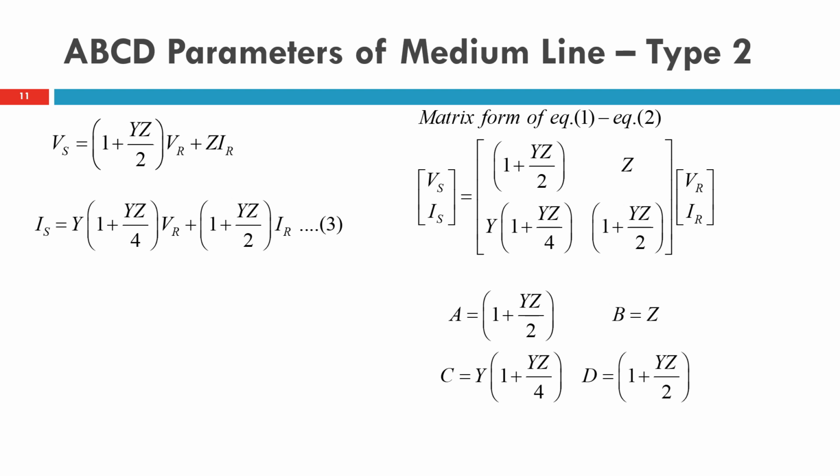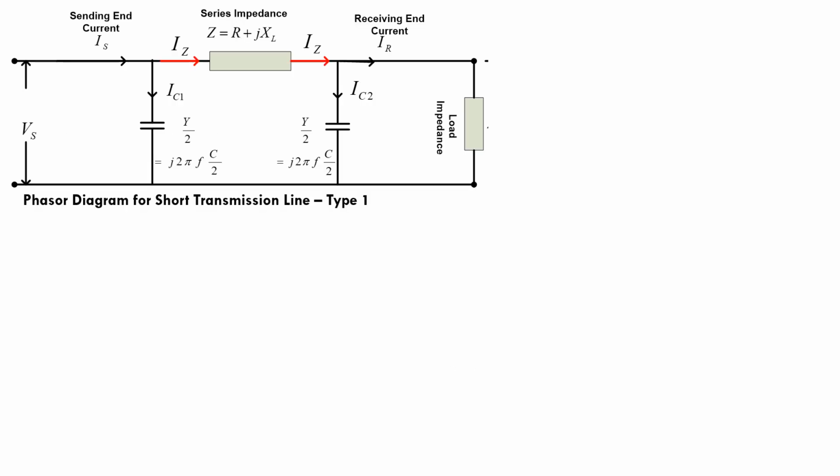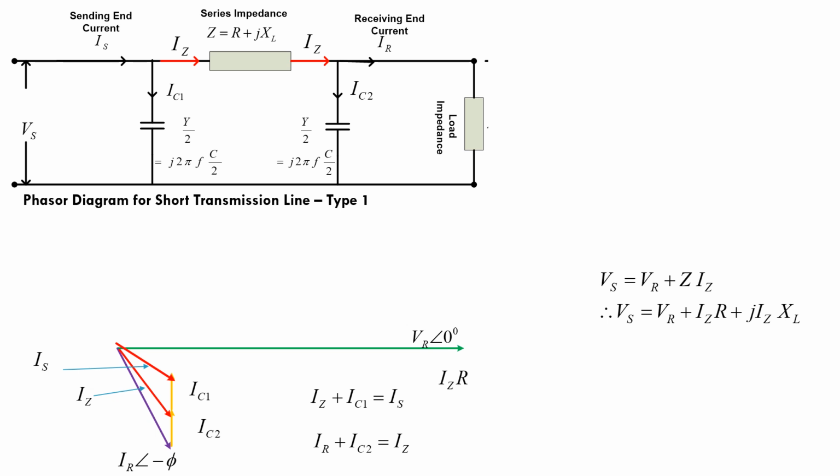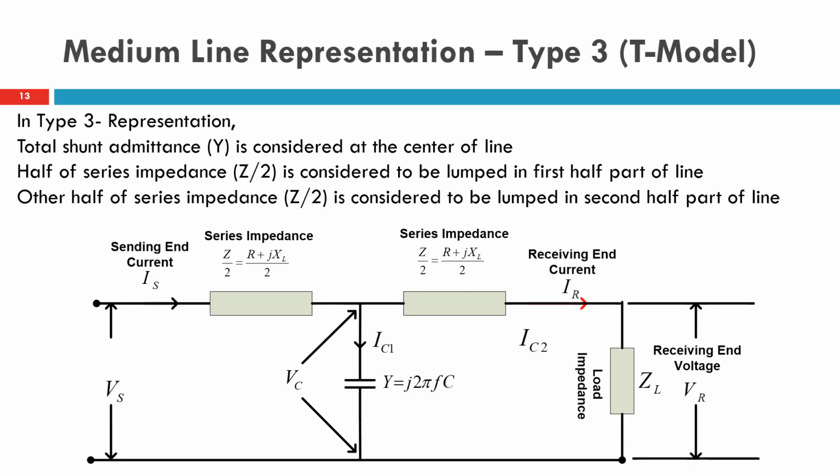Now it's time to draw the phasor diagram, right? So in this way you can obtain the phasor diagram for the medium transmission line in pi configuration. This is my third representation of the medium transmission line.